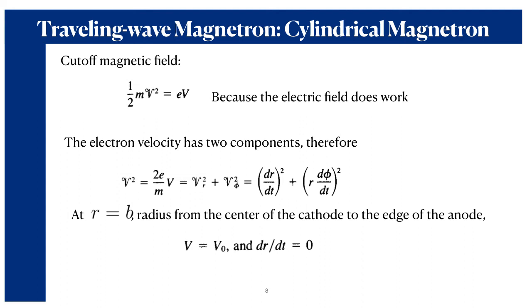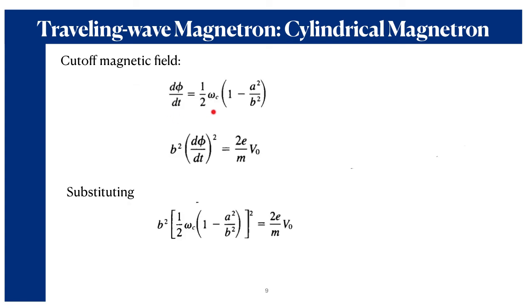So if you apply r equals b over here, you must consider that dr dt is equal to 0. Along with that, this potential will be equal to v naught. So from this equation, this part is equal to 0, and you get another equation for d phi dt. The first equation for d phi dt I have already obtained in my previous slide, and here I am getting the second equation for d phi dt, which is associated with the applied potential v naught.